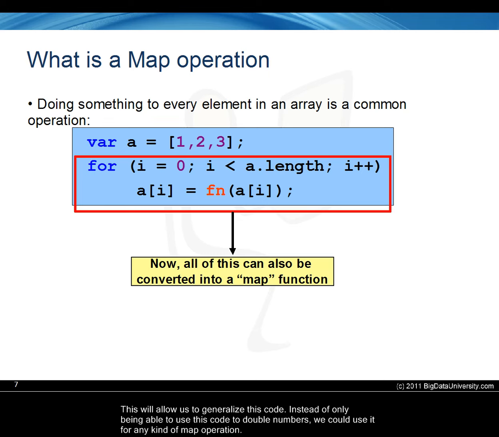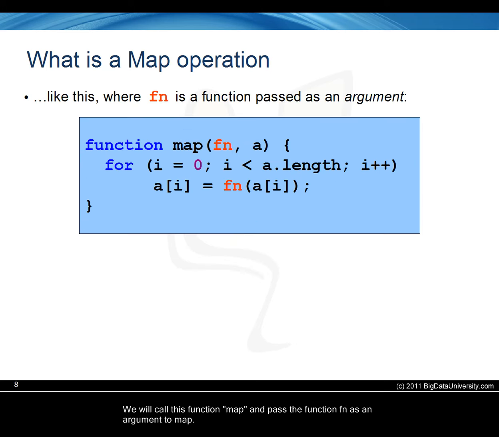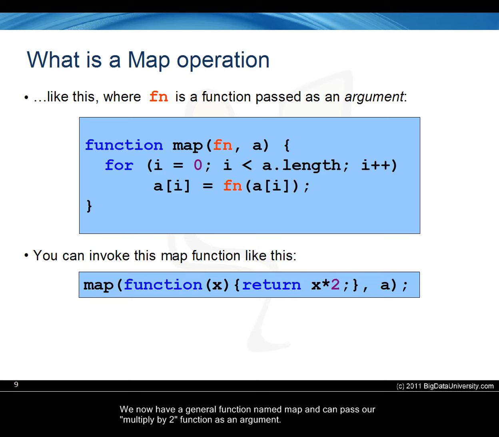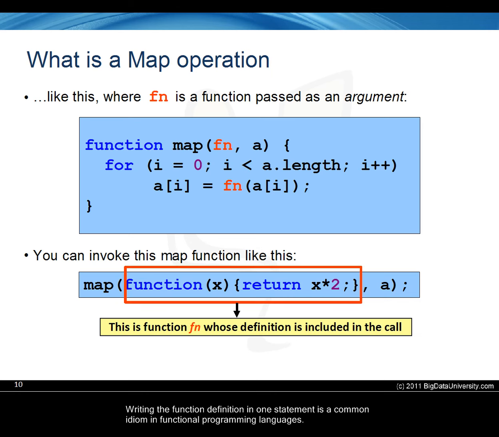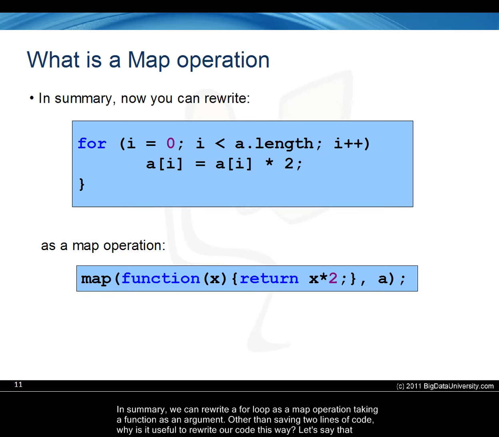This will allow us to generalize this code. Instead of only being able to use this code to double numbers, we could use it for any kind of map operation. We call this function map and pass the function fn as an argument to map. We now have a general function named map and can pass our multiply by 2 function as an argument. Writing the function definition in one statement is a common idiom in functional programming languages. In summary, we can rewrite a for loop as a map operation, taking a function as an argument.